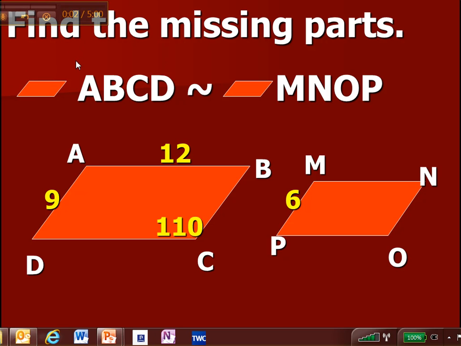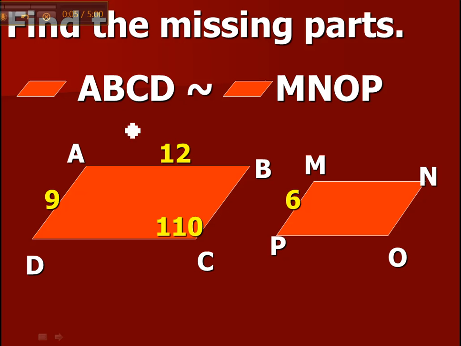Our next set of examples gives us two parallelograms that are similar, and it wants us to find all of the missing parts. So some of the properties of parallelograms will come into play again, and we'll also be looking at setting up our proportions using our scale factor.